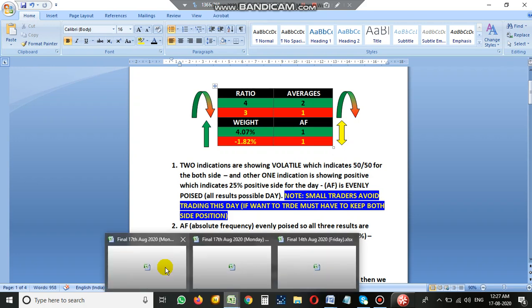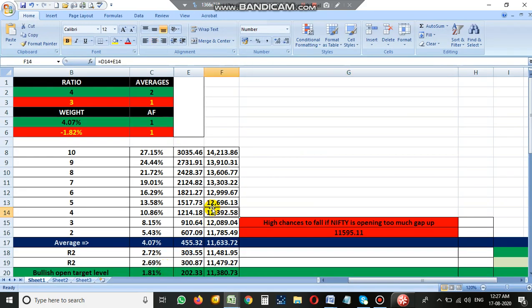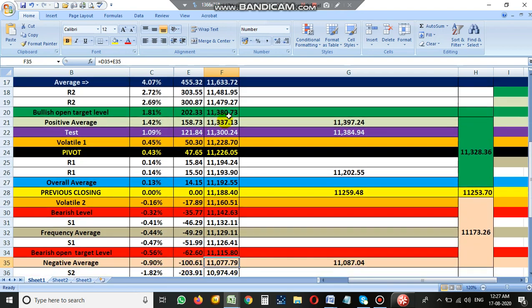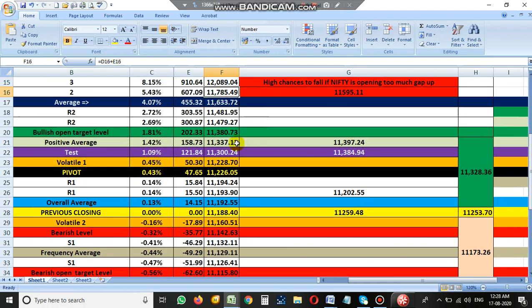So we can go for a sell if the high is matching. This particular point you must keep in mind. If the low is matching, it is a buy. If the high is matching, it is a sell.